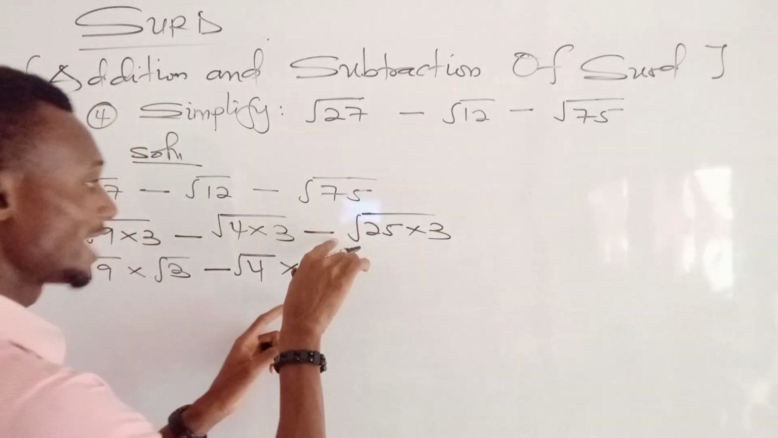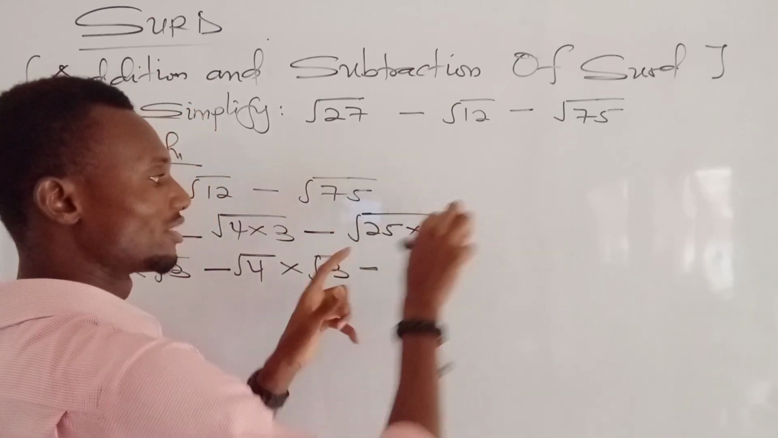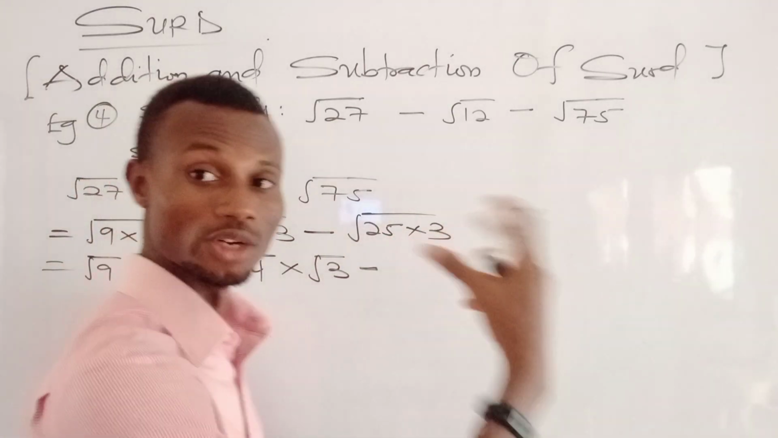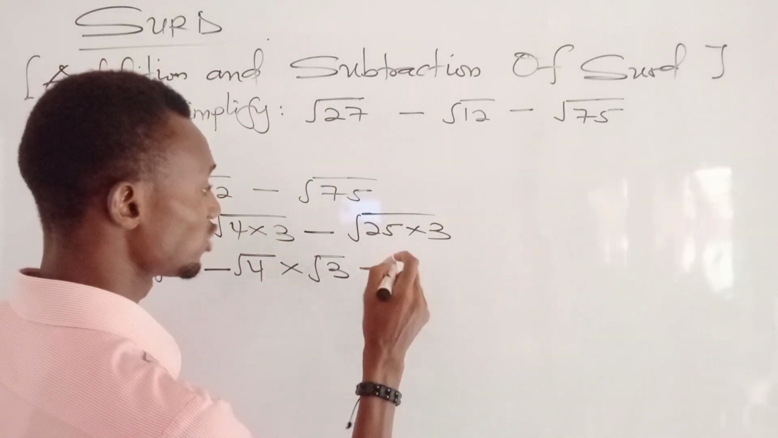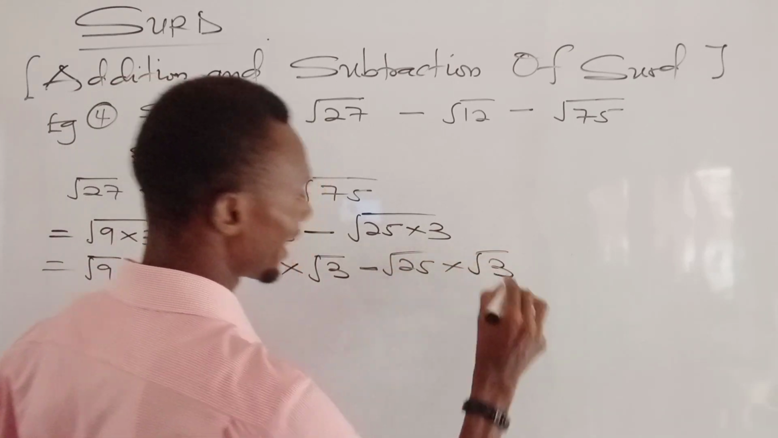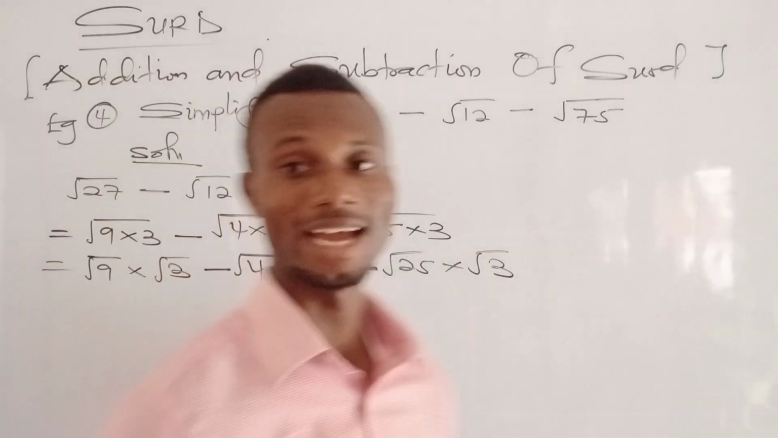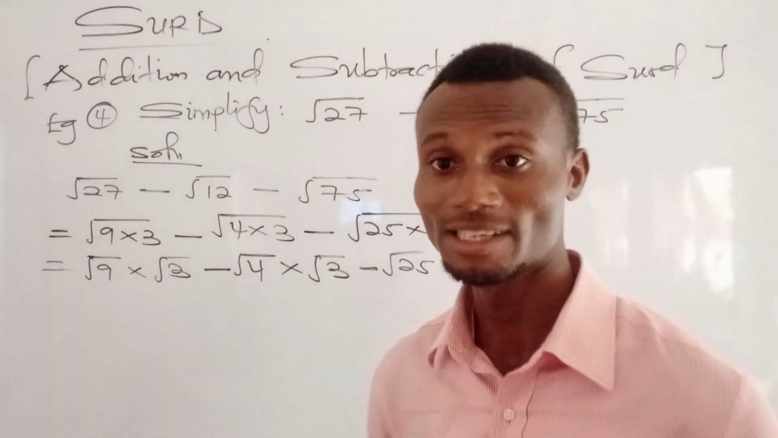Now let's continue. Bring your minus sign, which is here, and for this one also, the square root sign will affect everything down here. So the square root sign will affect the 25 and also affect the 3. So it's going to be square root of 25 times square root of 3. I hope you understand up to this point. Now let's go ahead and simplify further.